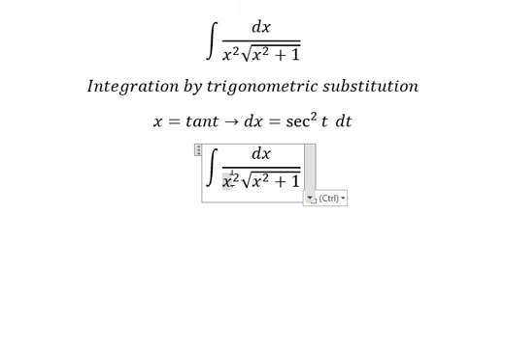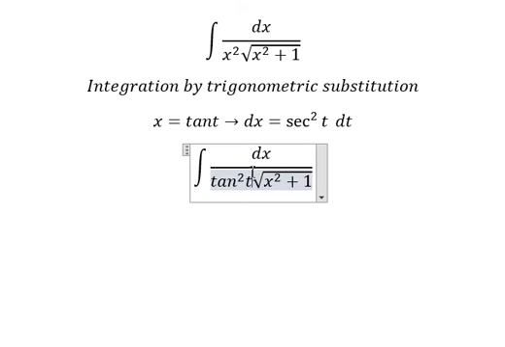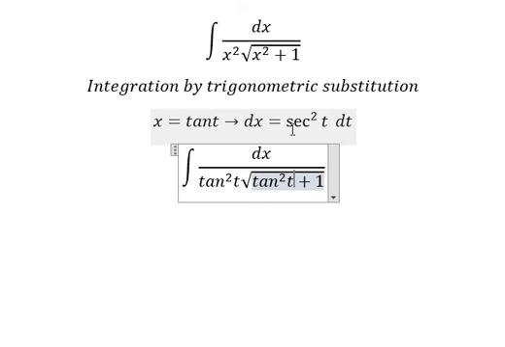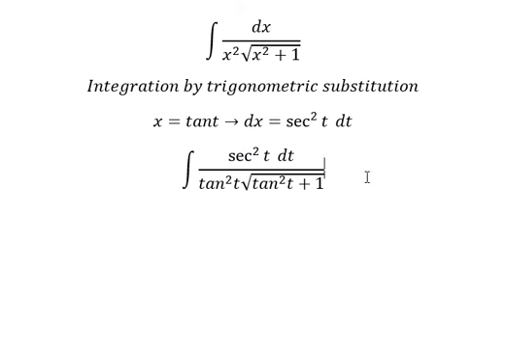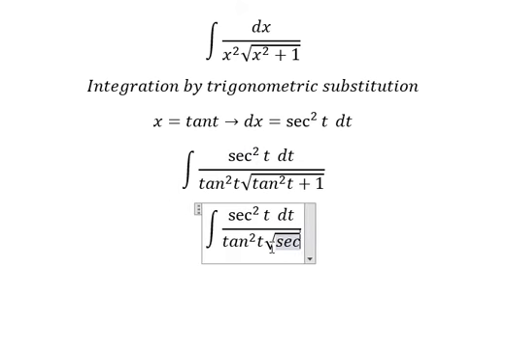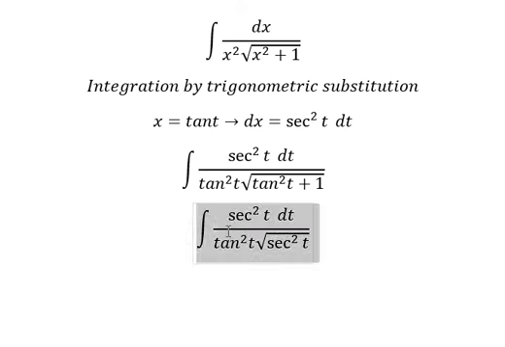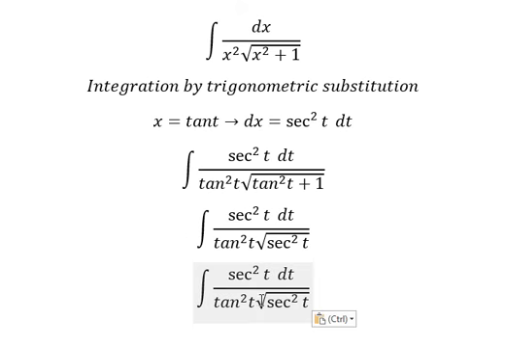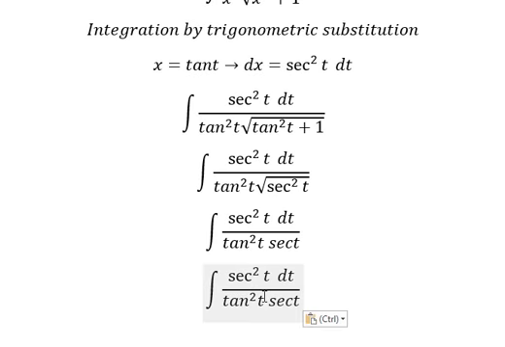tan t we put in here and here. ds we change by this one, 1 plus tan t squared we change to secant of t squared. The square root of secant of t squared we have secant of t. We simplify secant of t on numerator and denominator.